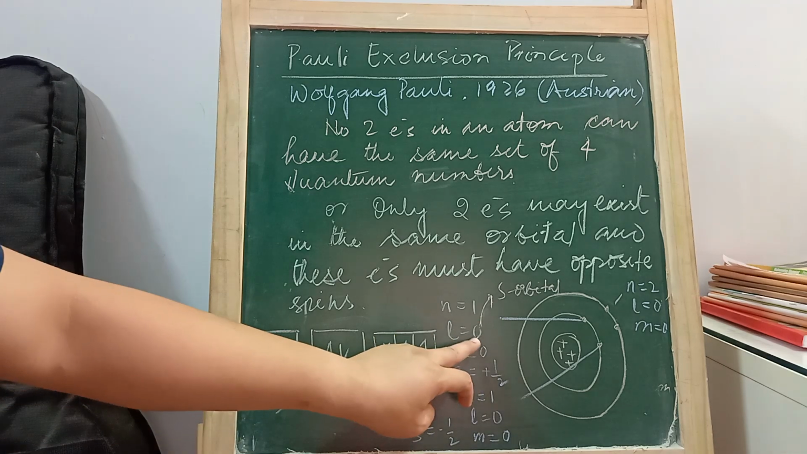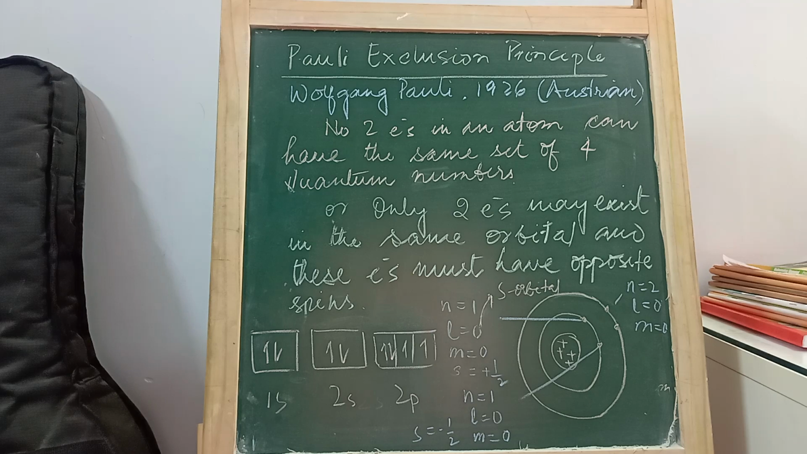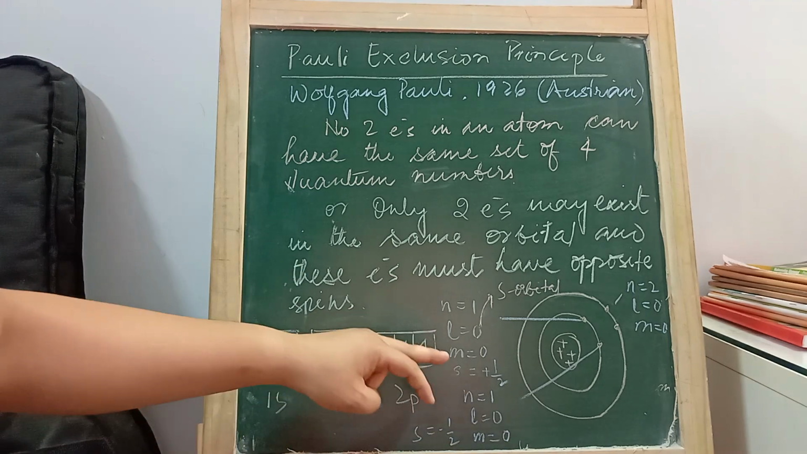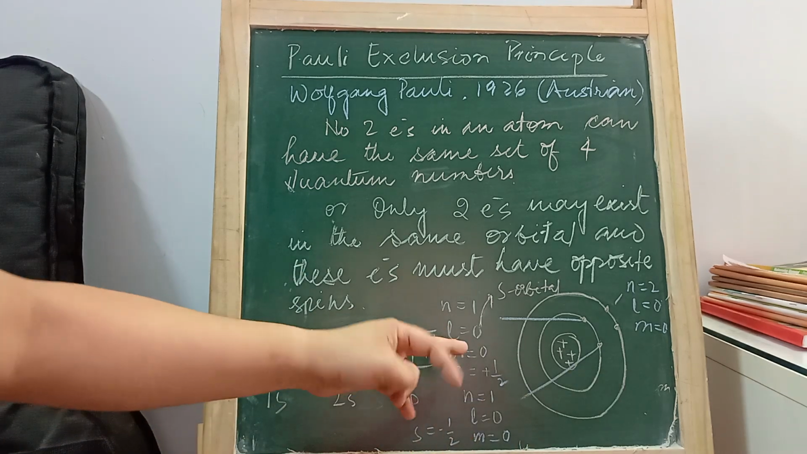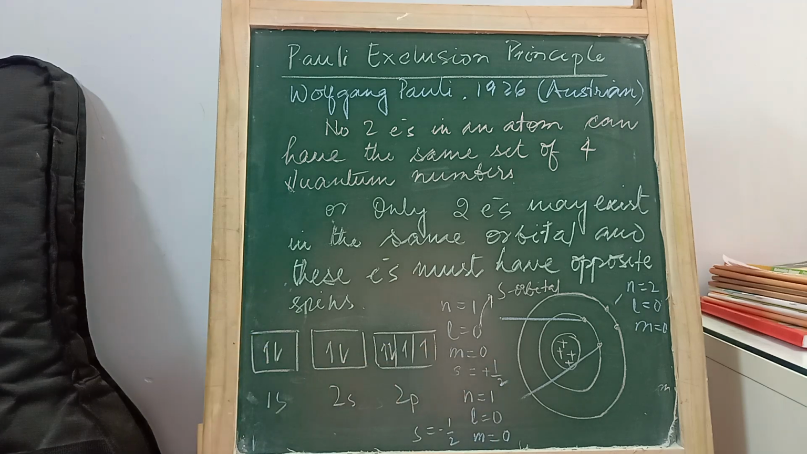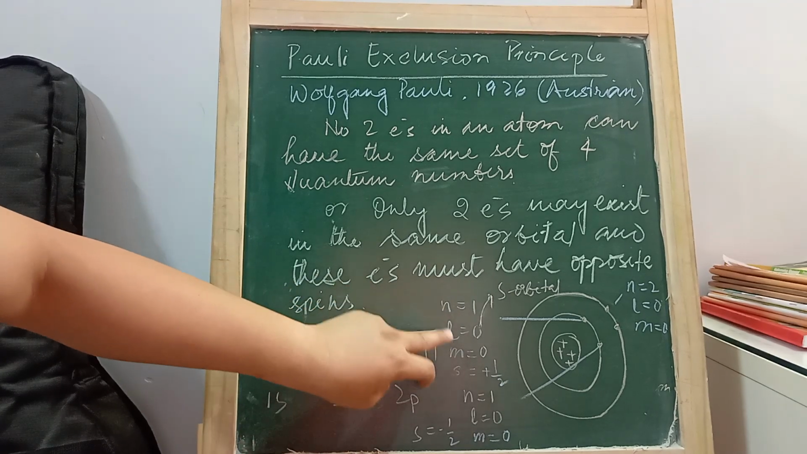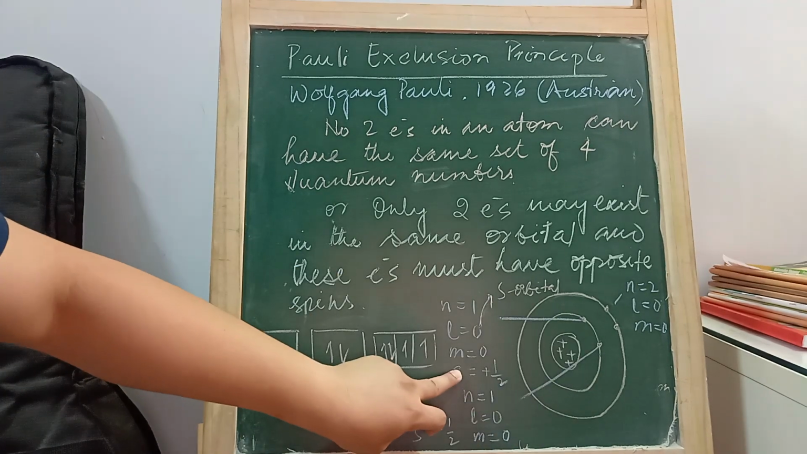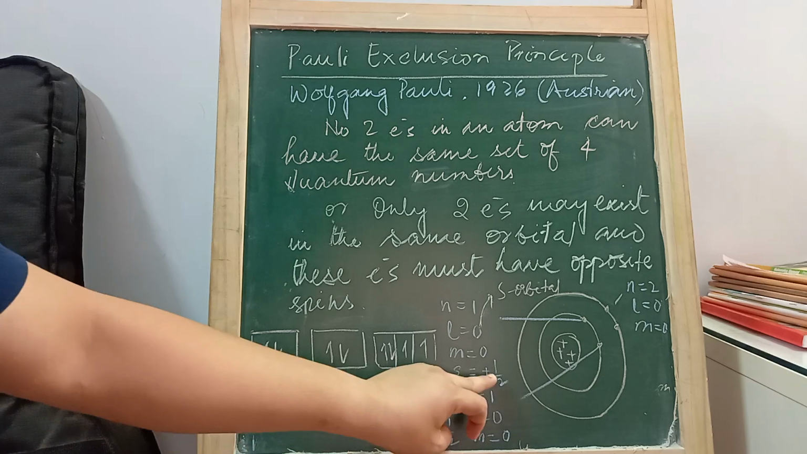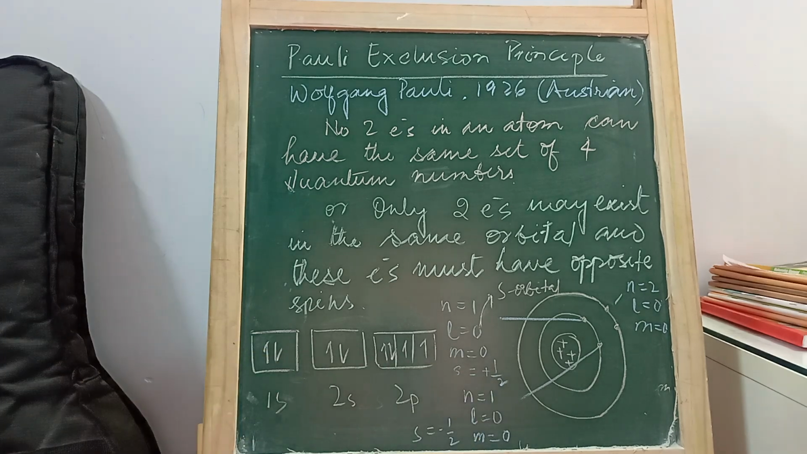Now, if L equals 0, what will be the value of the magnetic quantum number, m? You know that the value of m depends on the value of L. Since it is 0, its value will be 0. There's no orientation in it. So we have three quantum numbers for this electron, and the fourth one, S, will be either plus half or minus half.